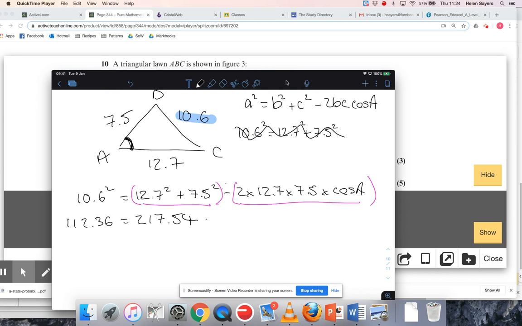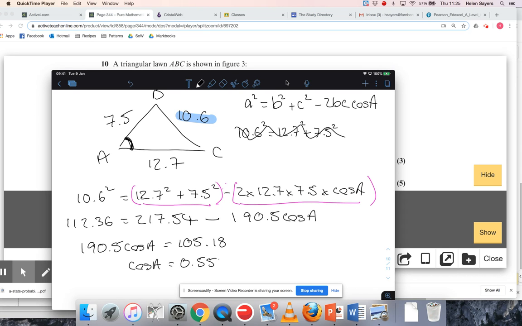So I've done the 12.7 squared plus 7.5 squared in one go. So then I've got 2 times 12.7 times 7.5. So then that's minus 190.5 multiplied by cos A. So negatives don't really matter, but I'm going to add that over to the left-hand side, and then I'm going to do 217.54 minus 112.36 and get 105.18. So cos A is going to be 105.18 divided by 190.5.